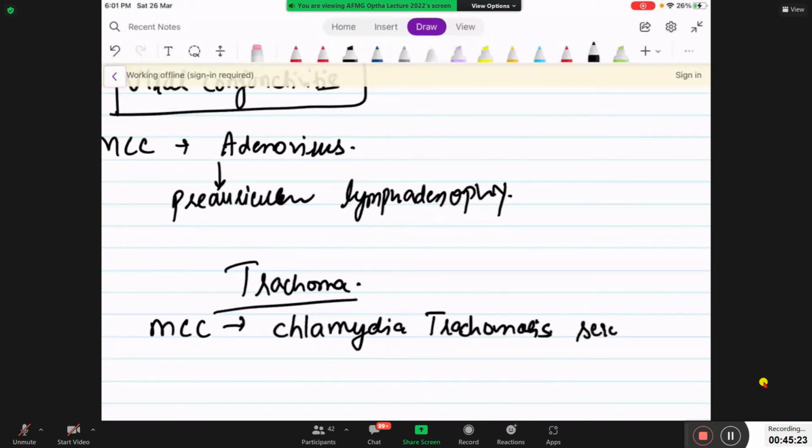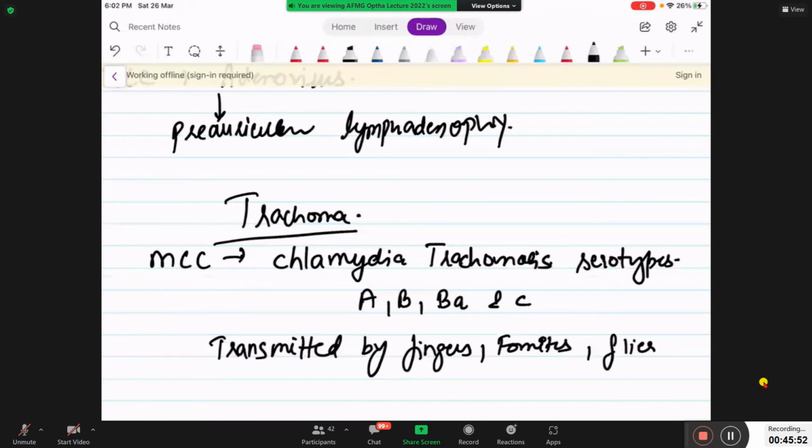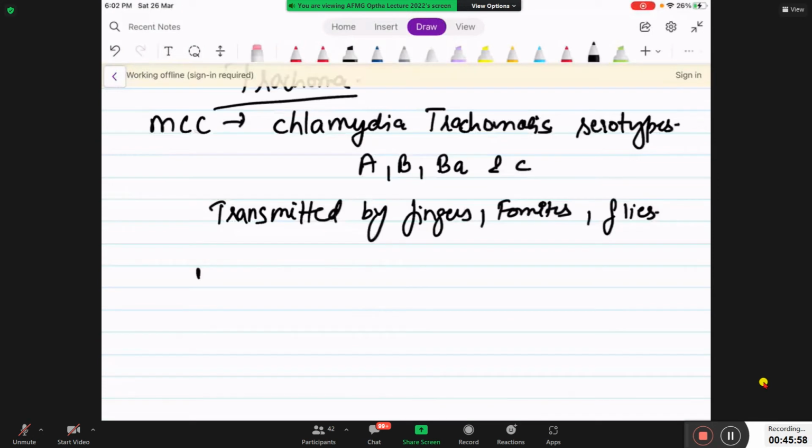Now you have to remember the serotypes also. Chlamydia trachomatis serotypes A, B, Ba, and C. This is transmitted by fingers, fomites, and flies.